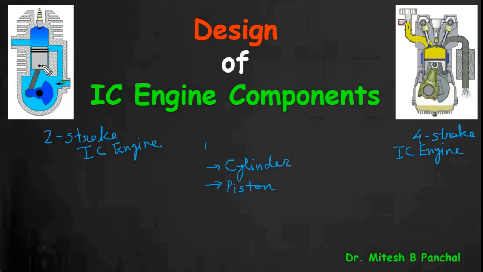The third one, which connects the sliding element, that is the piston, and the rotating element, that is the crank, is known as the connecting rod. Here also you can see, in the four-stroke engine, the connecting rod connects the piston as well as the crank. So the third element is the connecting rod.